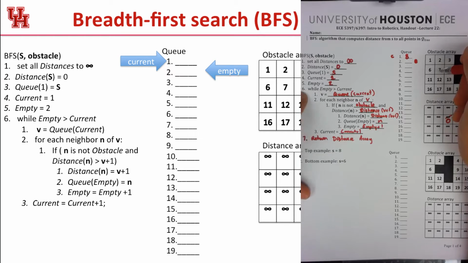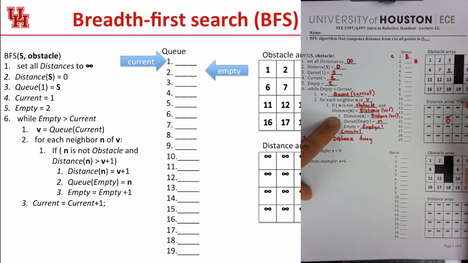And now I'm in this main loop. That's where I'm going to spend all my time. I'll say, well, v is equal to what is my queue at current? So that's 8 right now. And for each neighbor n of v, what are my neighbors of 8? I'll go in clockwise order, so they could be 3, 9, 13, and 7. The first neighbor I'll start with is 3. And first I say, well, is it an obstacle? It's not an obstacle. And if its distance, infinity, is greater than distance of v plus 1, so that would be 0 plus 1.